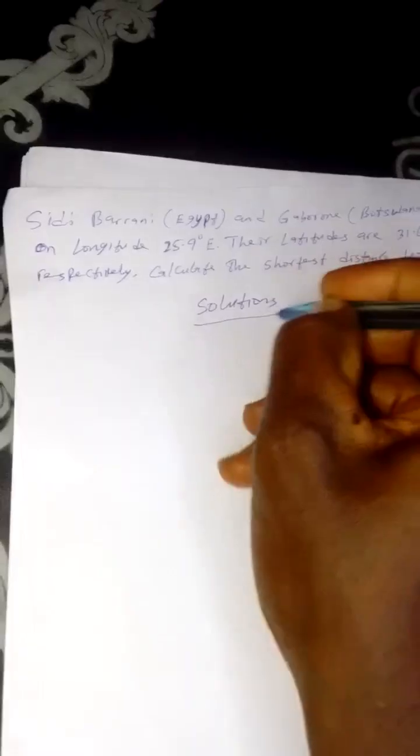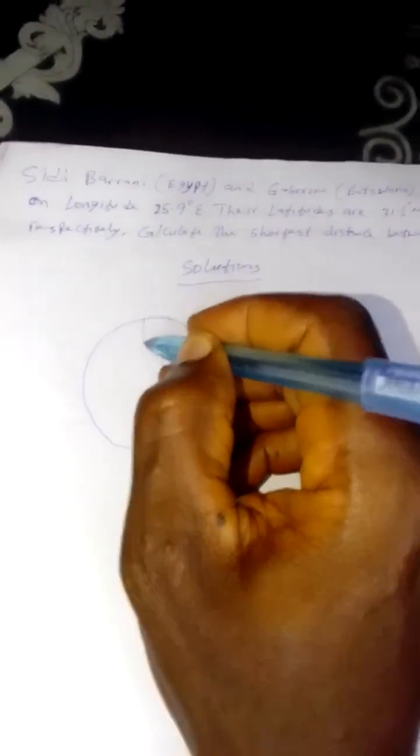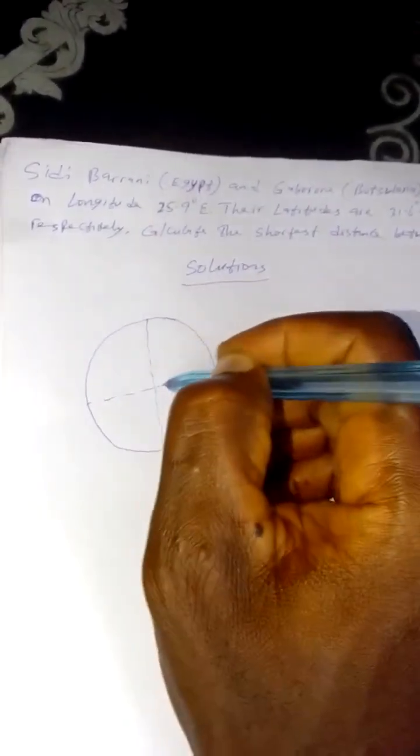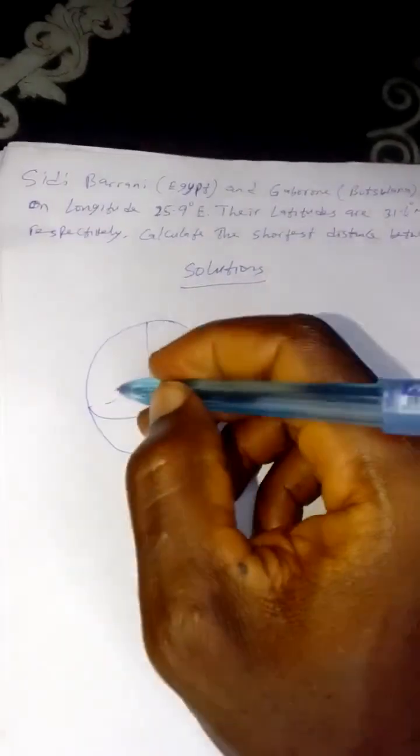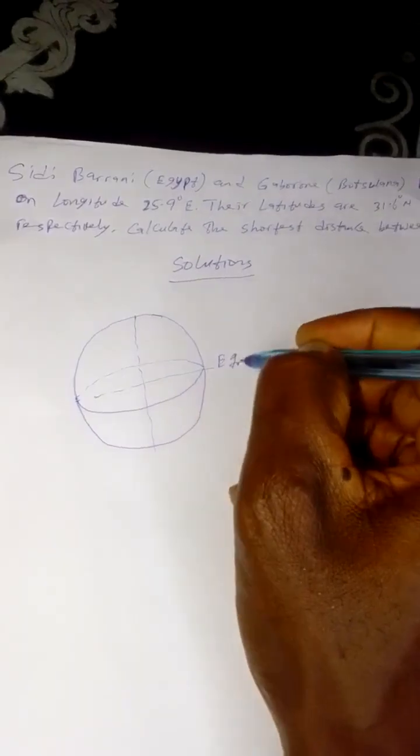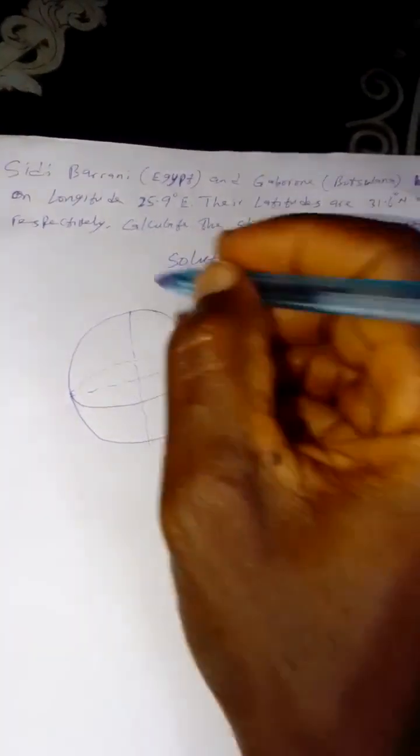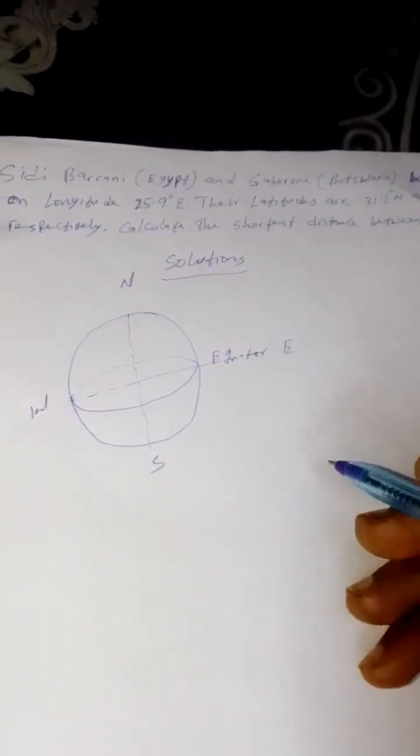Alright, let's solve this problem. Solution: the diagram first. If this is the shape of the Earth's surface, this is the axis of the Earth, and this is the equator, the latitude at the center of the Earth. This is the north, this is the south, this is east, and this is west.